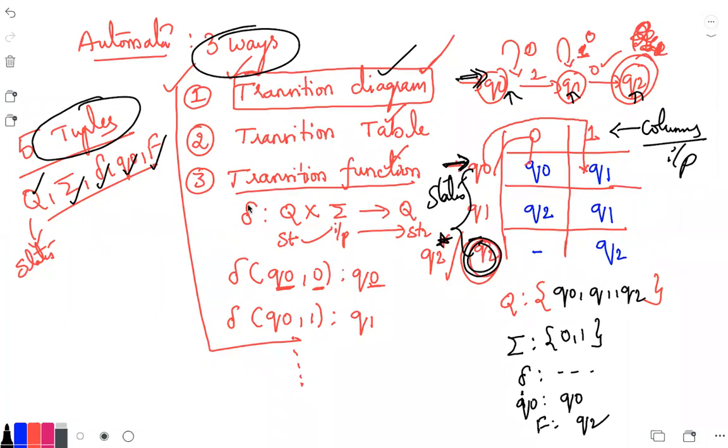And the transition function, this is how you should be writing: delta of state comma input is state. This is how the function should be mapped. So these are the 3 methodologies. In the Monday session, we will be starting with the types of automata and all such examples.